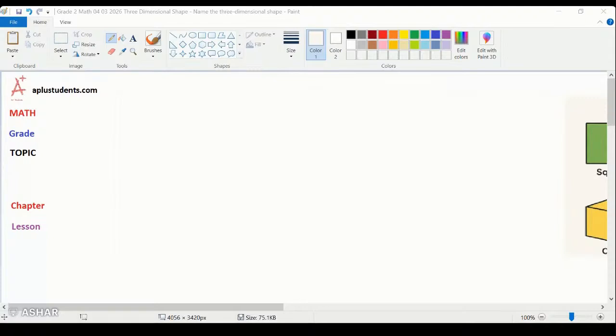The first thing you need to do is go to the website aplusstudents.com. Once you're on the website, you select math as your subject. This is a grade 2 maths lesson, and the name of the lesson is, the topic is, 3-dimensional shapes.